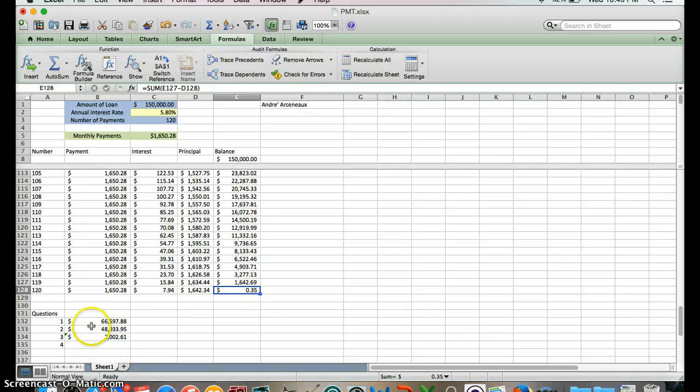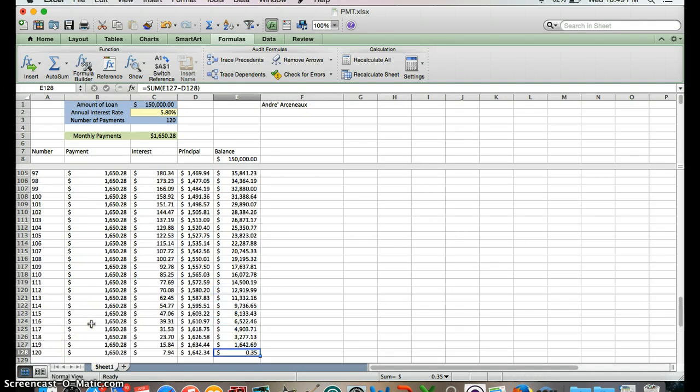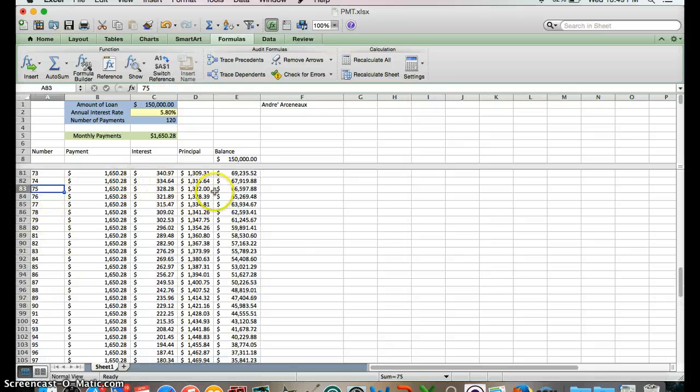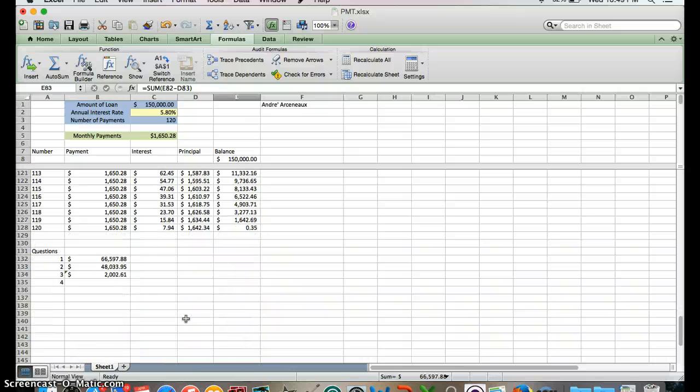So in order to answer the questions, the first question was, how much do you owe after the 75th payment? So you go up here to 75, look all the way down here, and that's how much you owe after that payment has been made.